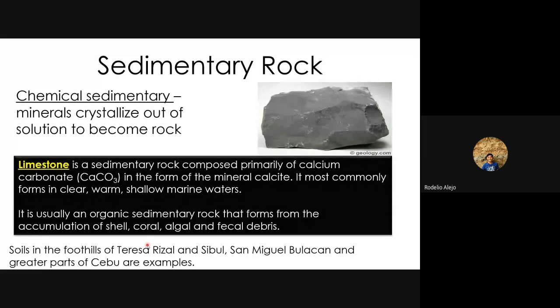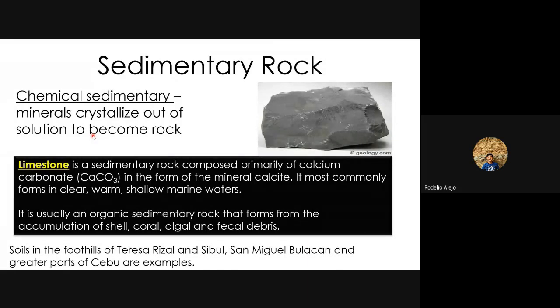Limestone is a sedimentary rock composed of primarily calcium carbonate in the form of the mineral calcite. It most commonly forms in clear, warm, shallow marine waters. So for example, yung sa ating mga marine waters, like for example, ocean. Okay? So ocean waters are composed of calcium carbonates dissolved in a solution form. So once na yung marine water natin ay dumadaan may iwan sa seaside, okay? Then naiiwan doon yung mga solute or yung mga calcium carbonate. Then calcium carbonate now will accumulate and undergo lithification process that will yield a limestone, which is an example of a chemical sedimentary rock.